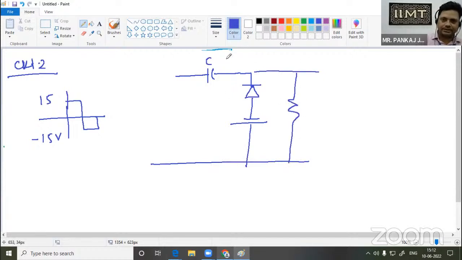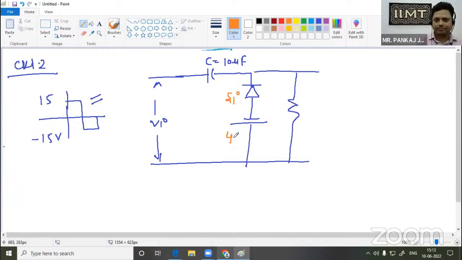Okay, this capacitor is there. Its value, suppose I am taking here 10 microfarad. This is our input voltage which we are going to apply, that is, in the positive half cycle plus 15 volt and in the negative half cycle minus 15 volt. Suppose I have taken a silicon diode here and the DC battery has an amplitude of 4 volt. This is the load resistance RL. Suppose it is 1 kilo ohm resistance, and across the load resistance we are trying to calculate the output voltage.